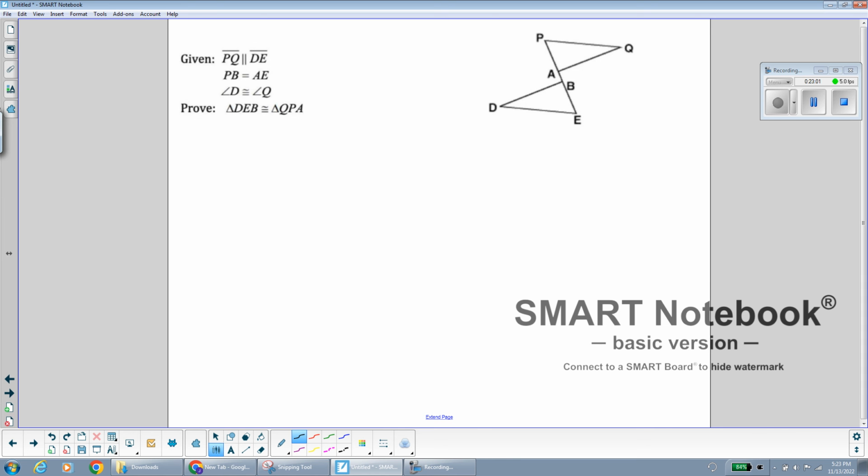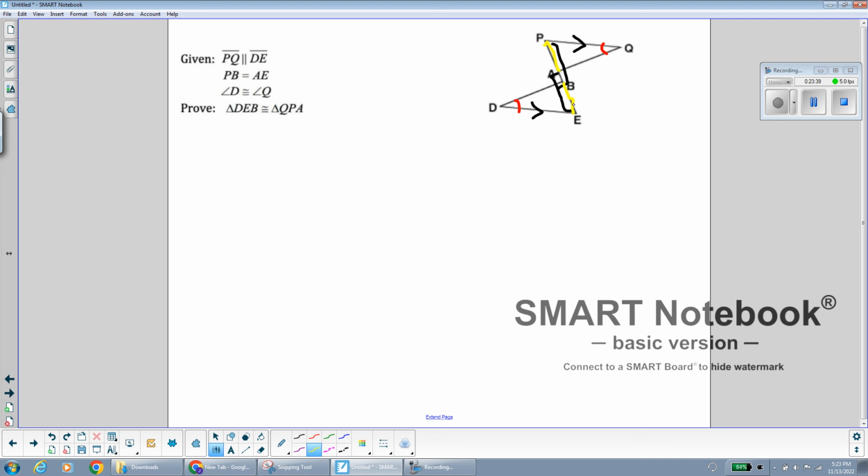Let's do one more really quickly. PQ is parallel to DE. PB, so PB is right over here, is congruent to AE. And angle D is congruent to angle Q. We need to prove that these two triangles, DEB and QPA, are congruent to each other. The first thing I see is that information AE and BP are longer than the sides of the triangle. What I really need to prove the triangles congruent is BE, which is the side of this triangle, and AP, which is the side of this triangle.